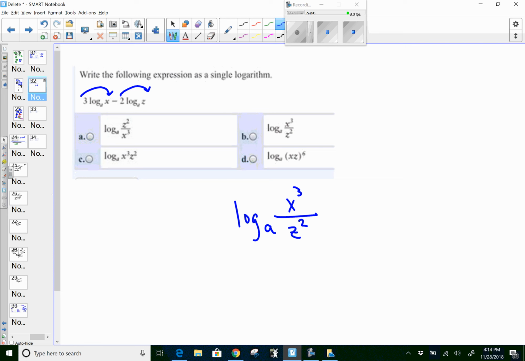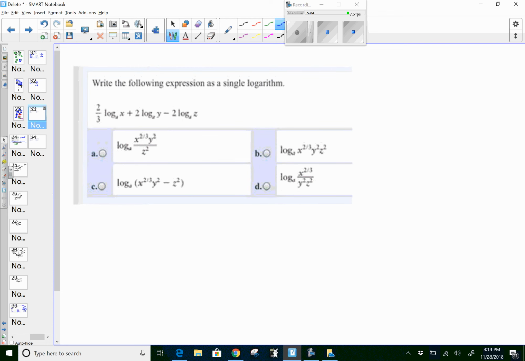So again, I'm looking for one that is very similar. This does not have division in it, so that's out. This doesn't have division in it, so that's out. So it's between this and this. So x to the third goes on top, z squared goes on the bottom, so the correct answer is B.